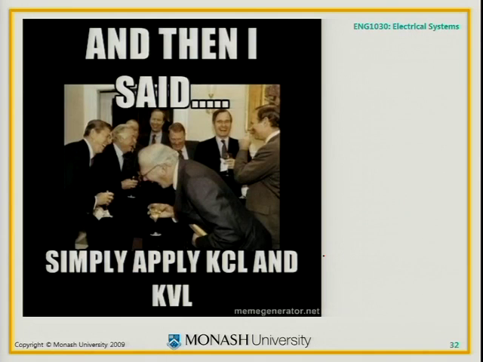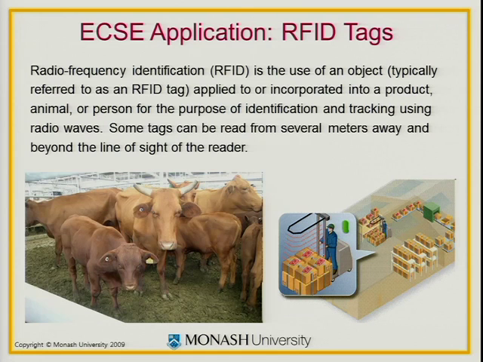This was another entry last year. Picking up how often I do say it. All right, a quick ECSE application. RFID tags. Many of you, I'm sure, will have heard of them. So radio frequency ID is the use of an object, typically referred to as an RFID tag, applied to or incorporated into a product, animal or person for the purpose of identification and tracking using radio waves. Some tags can be read from several metres away and be beyond the line of sight of the reader.